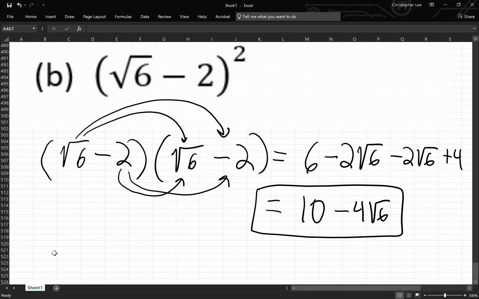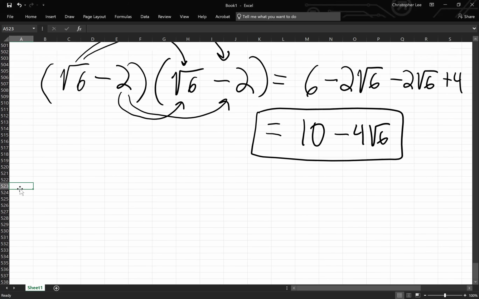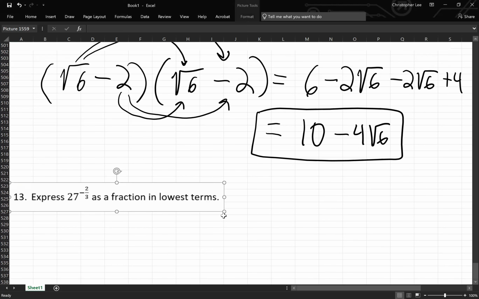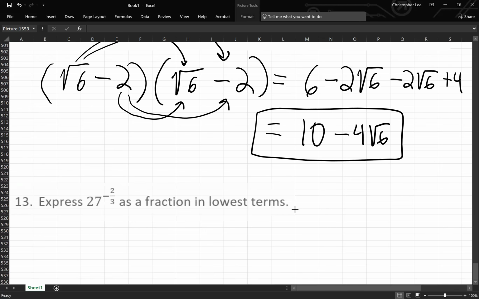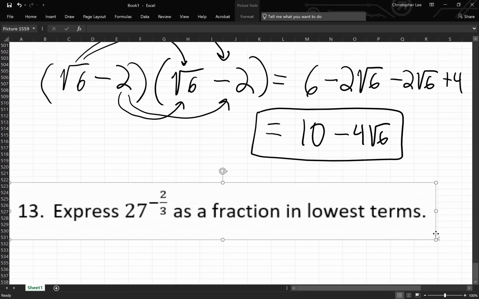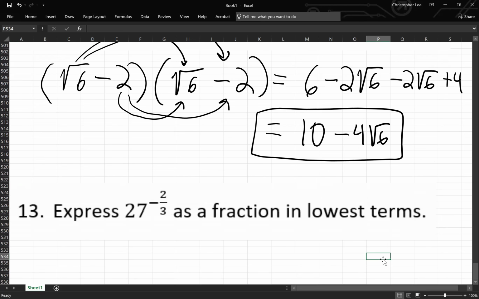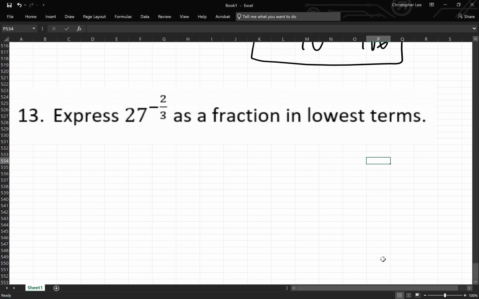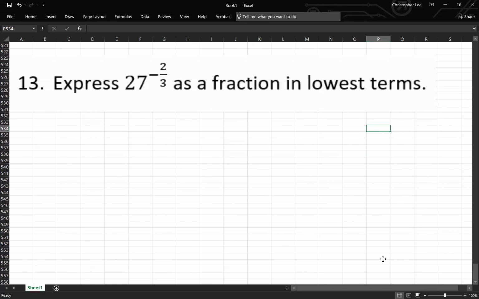All right, look at this. This is the easiest question on the whole exam. So we want to simplify this expression, 27 to the negative 2/3, as a fraction in lowest terms. Light work, right? Negative 2/3. All right, tell me what to do first.